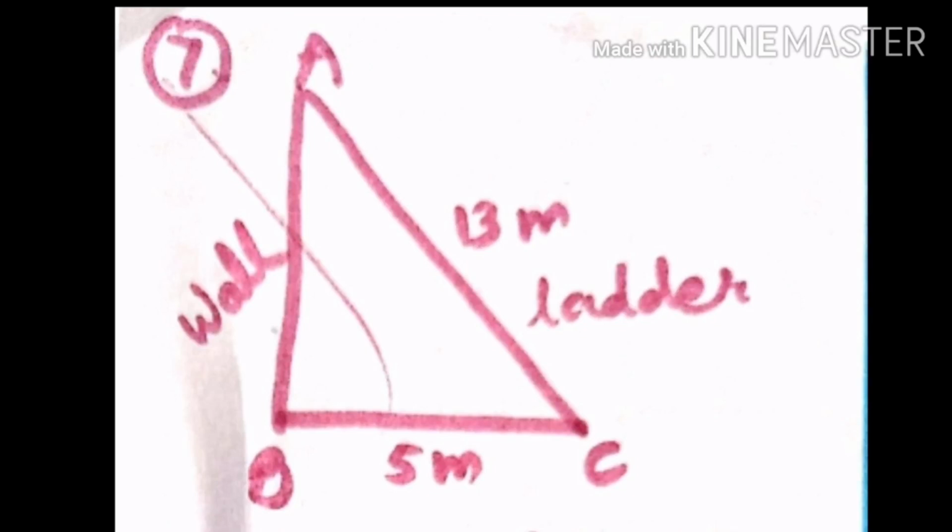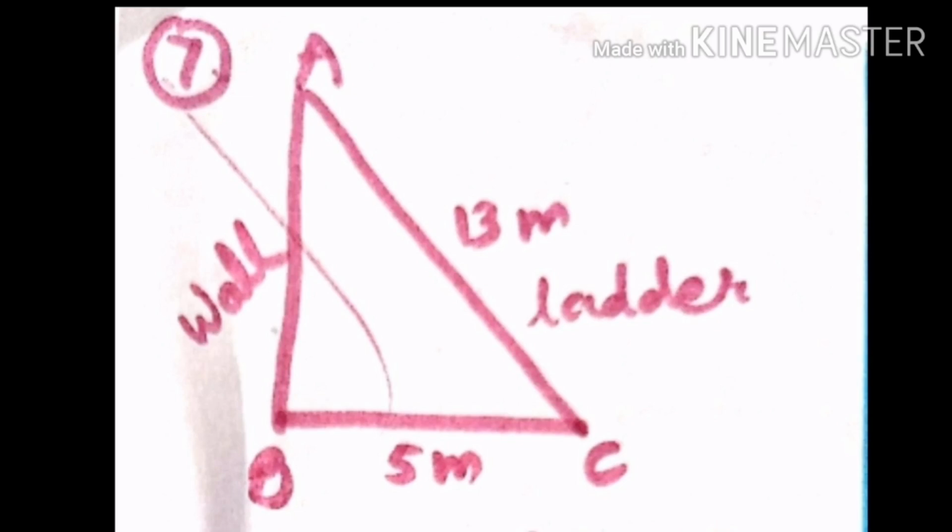A ladder 13 meter long rests against a vertical wall. You can see in the figure AC is the ladder. Students, a ladder cannot stand straight, it is always slant. And AB is the wall I have drawn here. So the 13 meter ladder, and the foot of the ladder is 5 meter from the wall, so BC distance is 5 meter. You want to find the distance of the other end of the ladder from the ground, which means you want to find AB distance here.